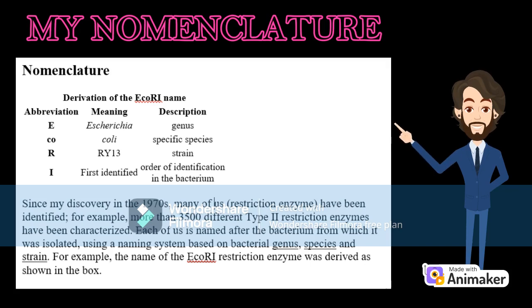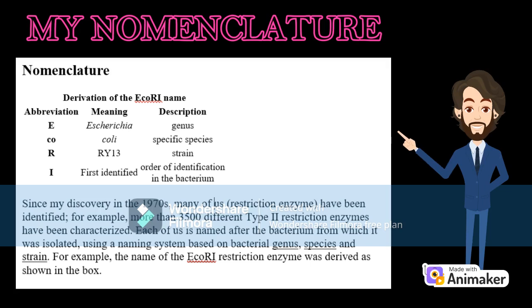If it is isolated from Escherichia coli, then my name will be given as EcoRI. If it is from any other bacteria, my name is identified using a naming system based on the bacterial genus, species and strain. The first letter is the genus, the next two middle letters are the species, and the last letter is the strain, and 1, 2, 3 indicates the order in which it was discovered.